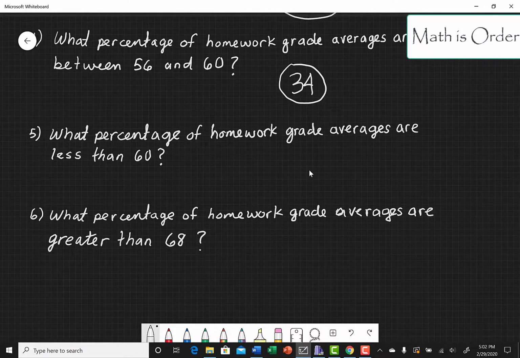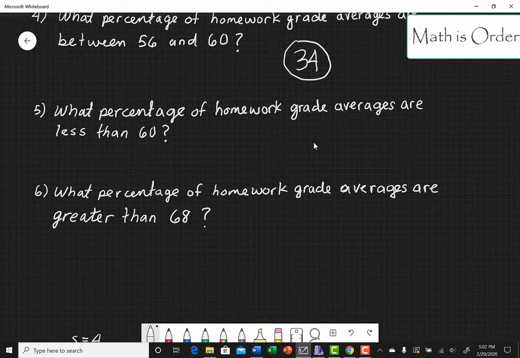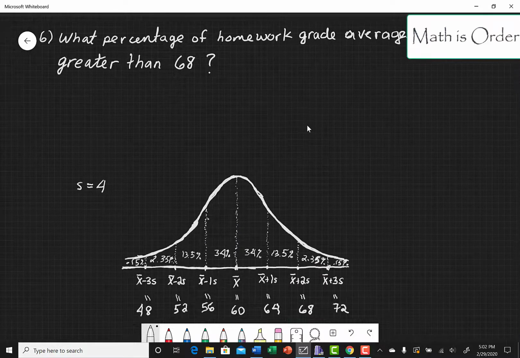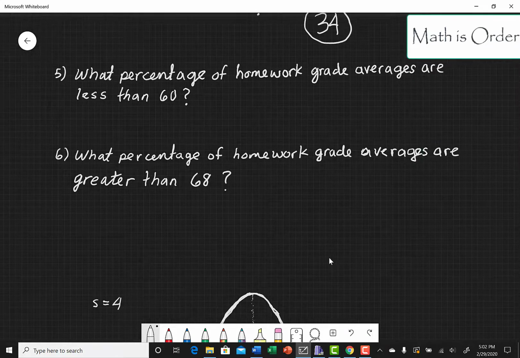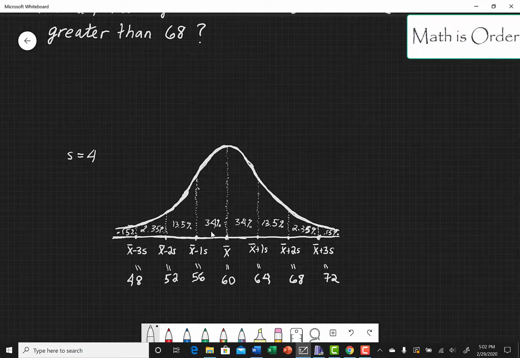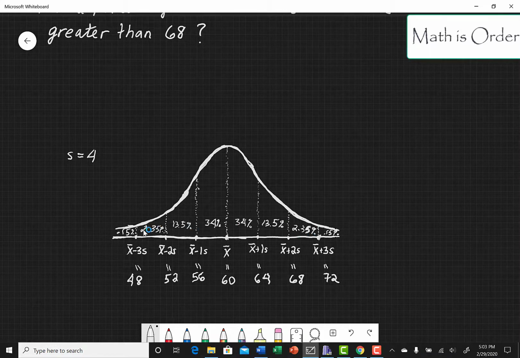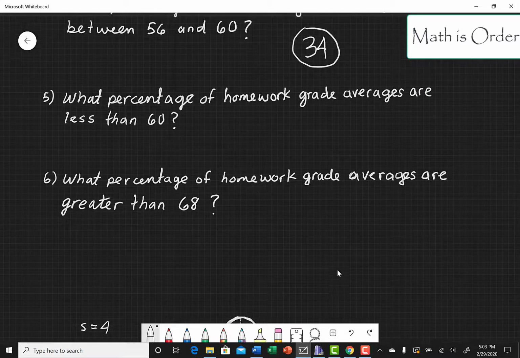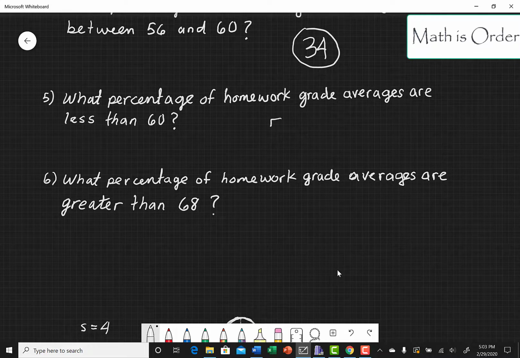Number 5, what percentage of homework grade averages are less than 60? So going back to our distribution here, less than 60. They want all of this region here. Since we know this entire distribution represents 100% of the observations, this side here must be 50%.